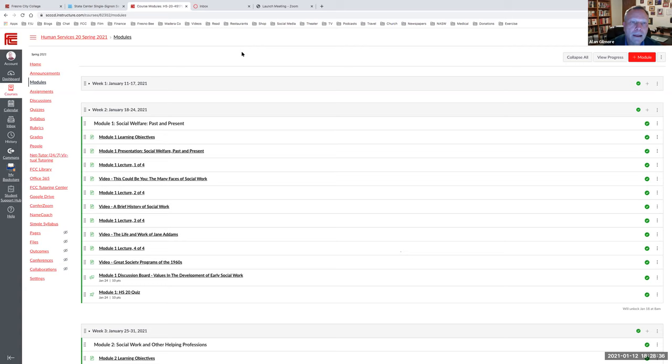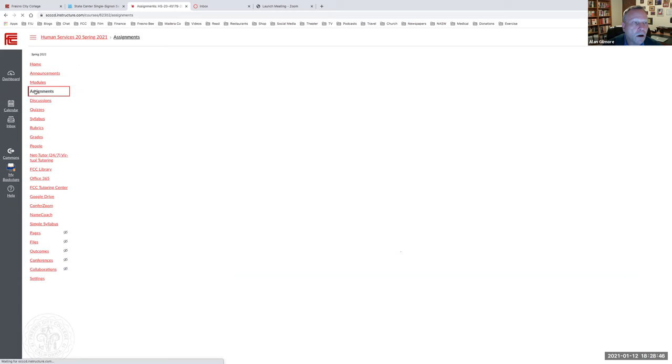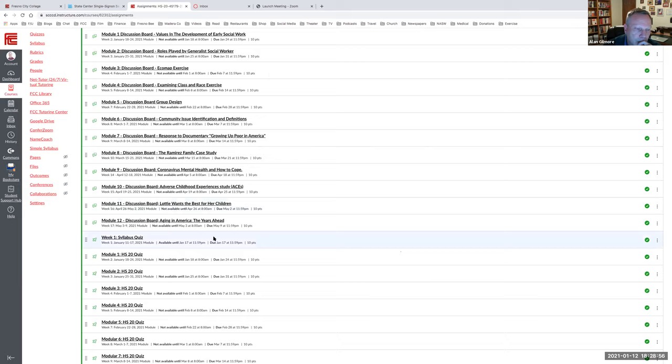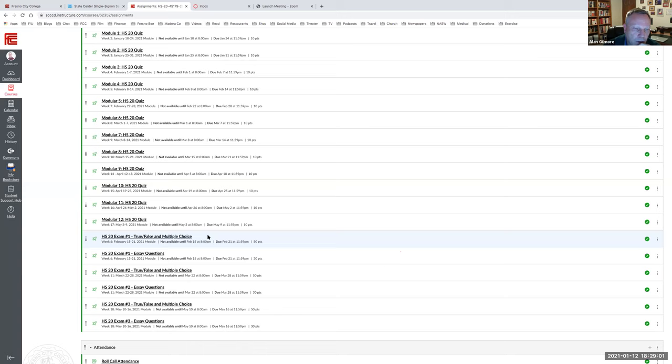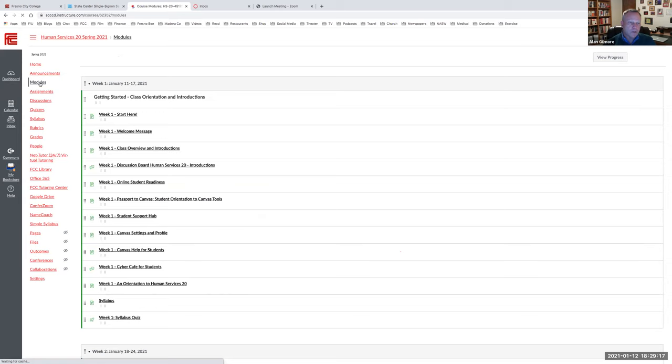Any other questions on the modulars? Good deal. Okay, let's quickly look. So these are all of the assignments. These are all the discussion boards. These are all the quizzes. Here's exam 1, true false and essay questions. Exam 2, true false and essay questions. Exam 3, and essay questions for exam 3. But obviously all of these you will locate through going into the modulars. But if there's another place that you want to look for them, you can find them in assignments.